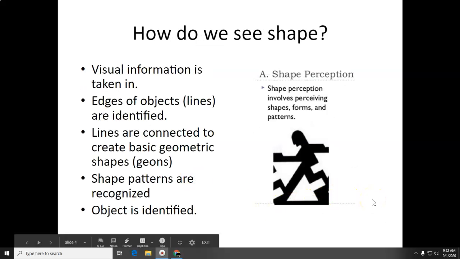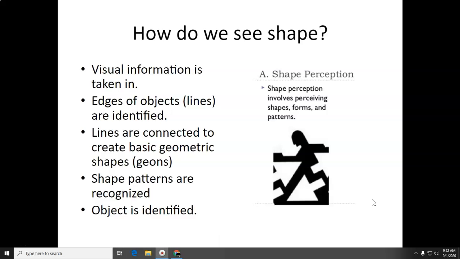So how do we see shape? Your eyes take in visual information, and the first thing we see when we look at anything is the edge of an object, and our brain reads those as lines. Then the lines are connected together, and they create basic geometric shapes, which are known as geons. Then we see that shape, and we recognize the pattern, and we can identify it as an object. So when you're perceiving shape, it involves looking at shapes, forms, and patterns together.